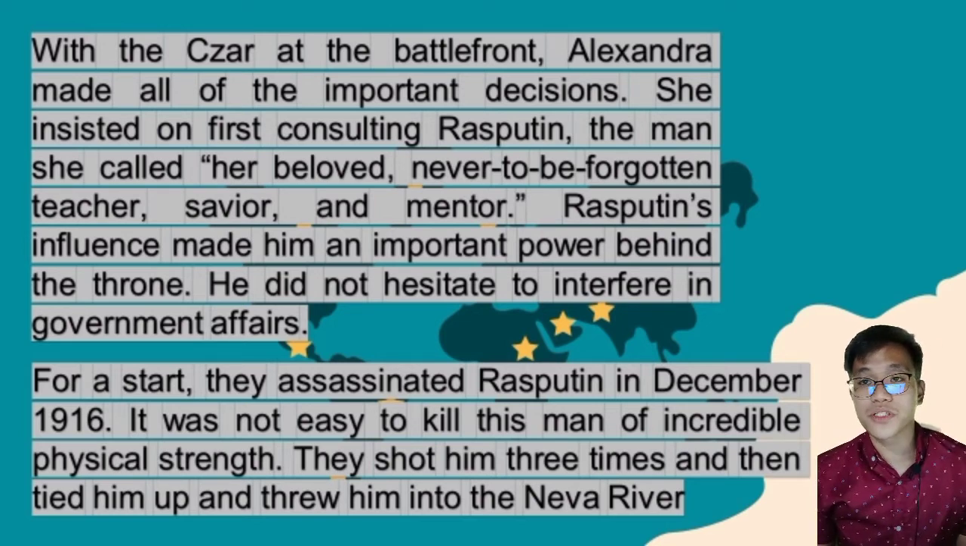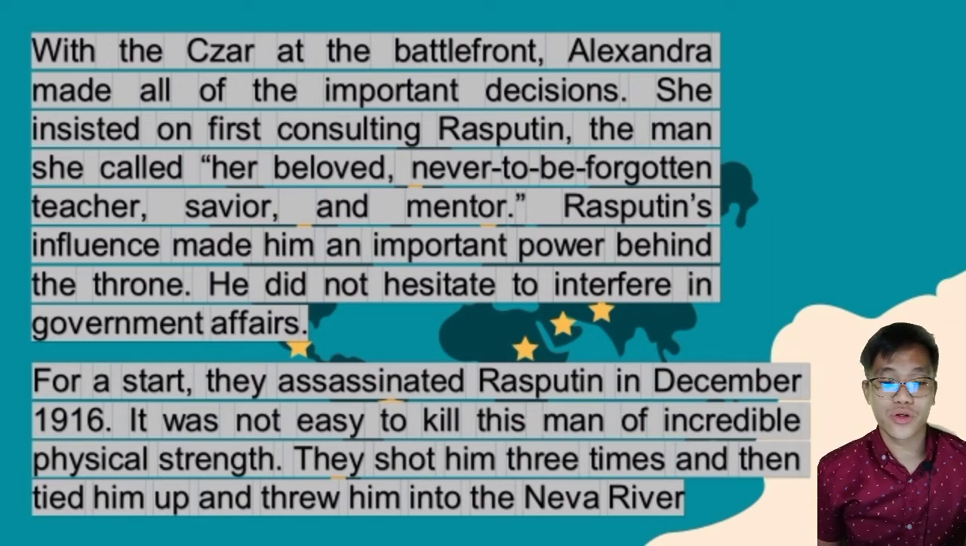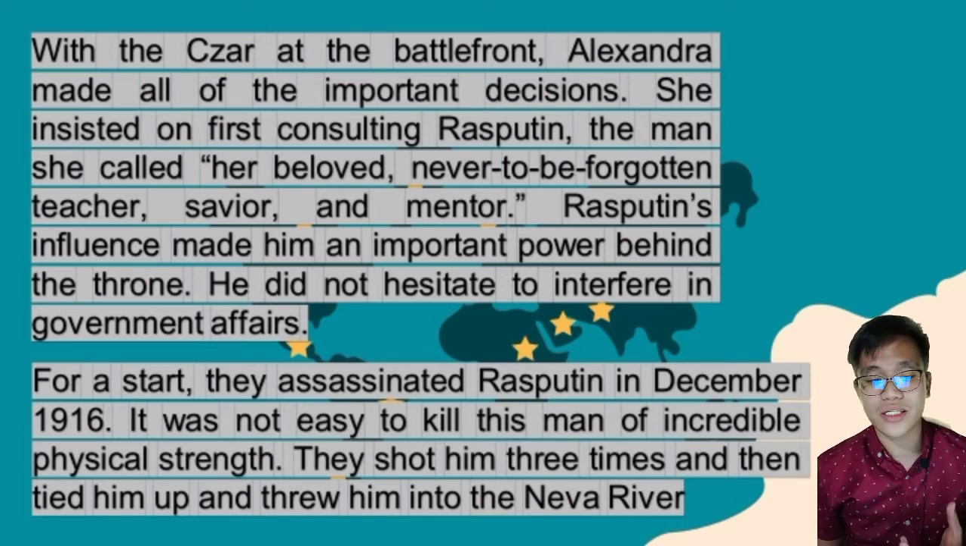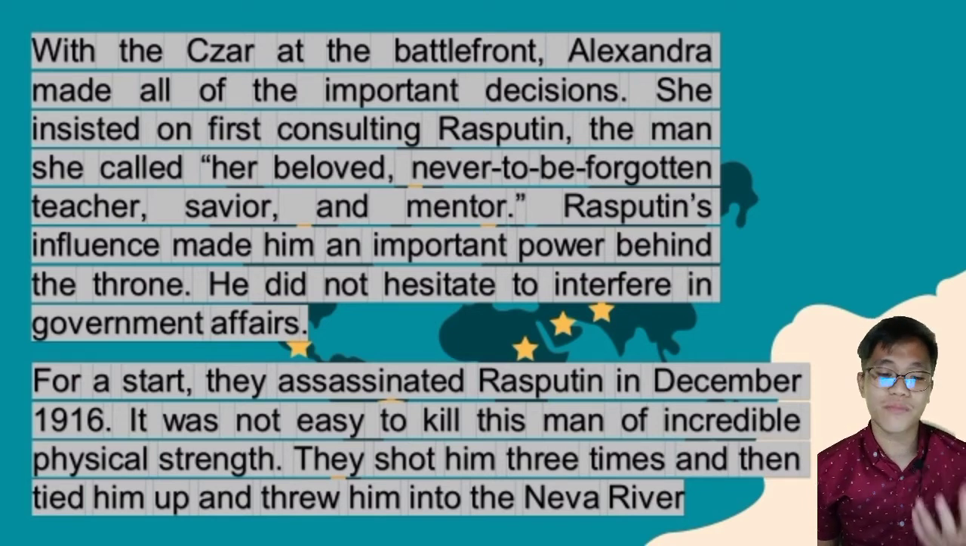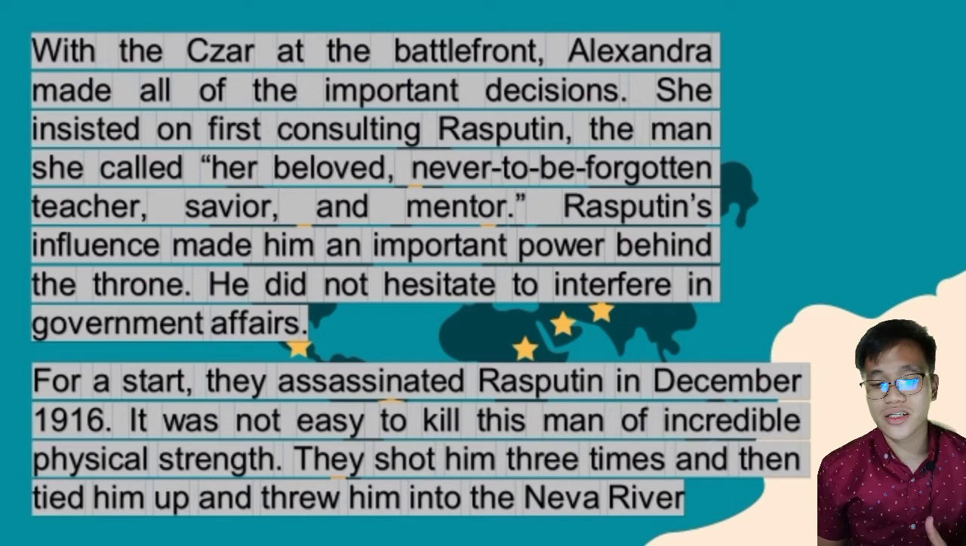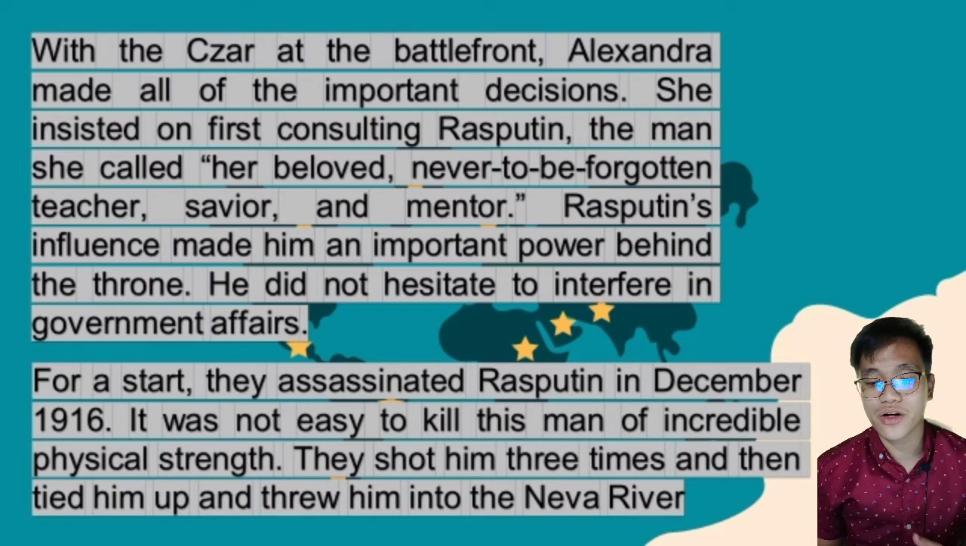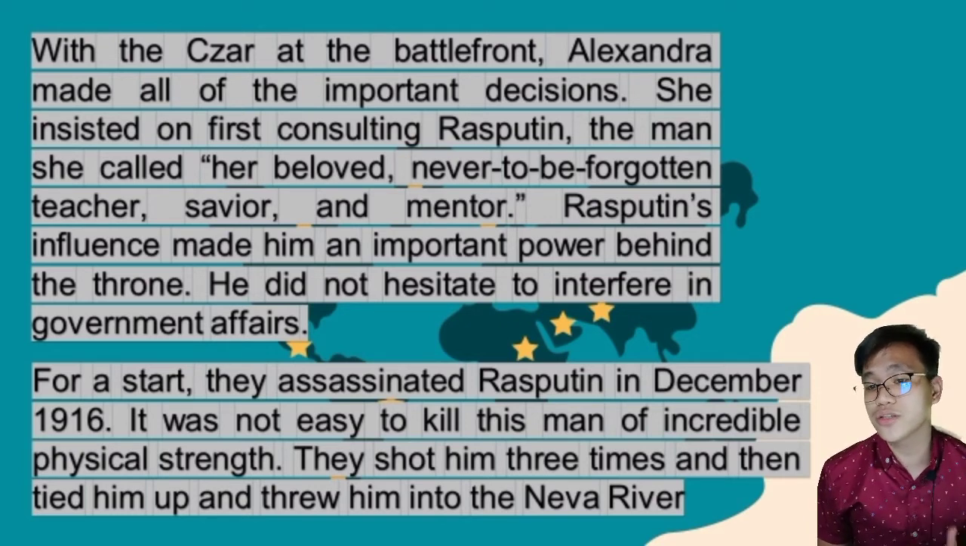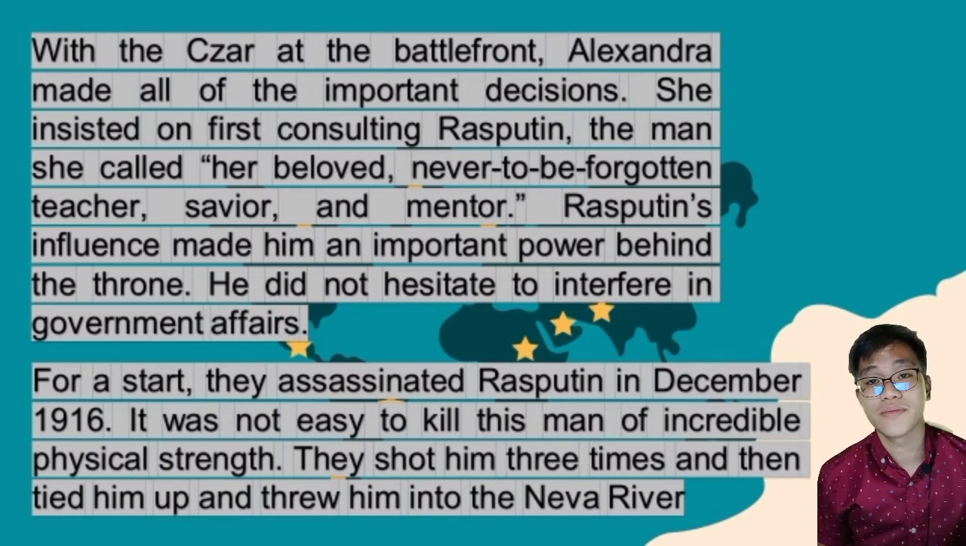As the leadership at the top stumbled its way through a series of military and economic disasters, the Russian people grew more and more upset with the Tsarist regime. Even conservative aristocrats who supported the monarchy felt the need to do something to save the situation. For a start, they assassinated Rasputin in December 1916. It was not easy to kill this man of incredible physical strength. They shot him 3 times and then tied him up and threw him into the Neva River. He drowned, but not before he had managed to untie the knots underwater. The killing of Rasputin occurred too late, however, to save the monarchy.